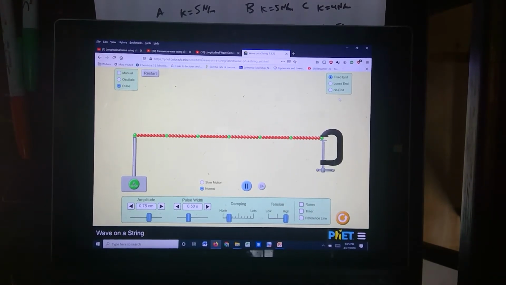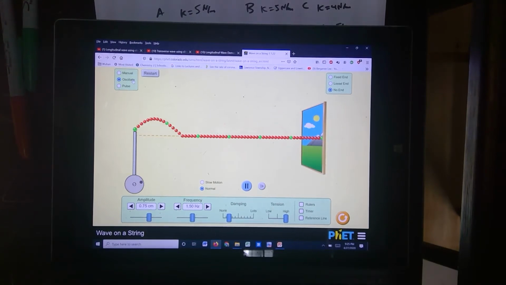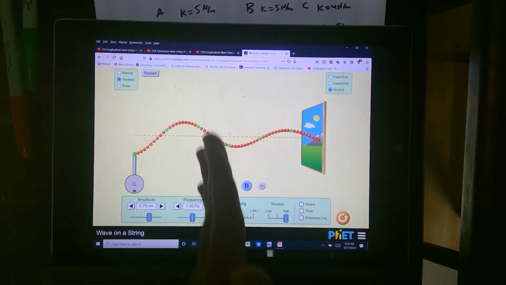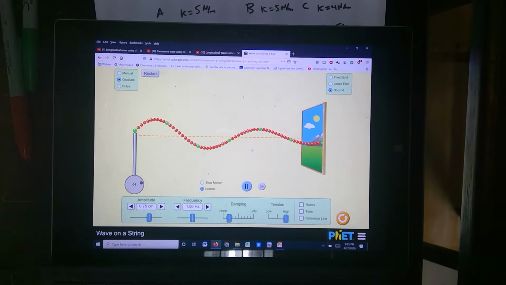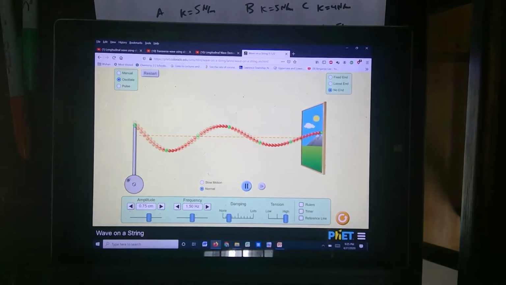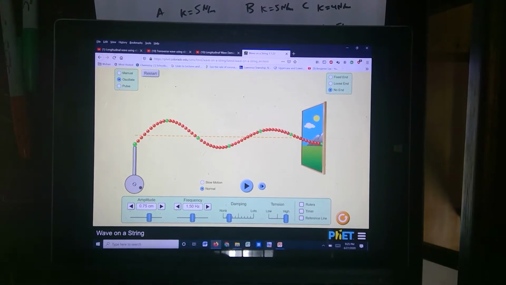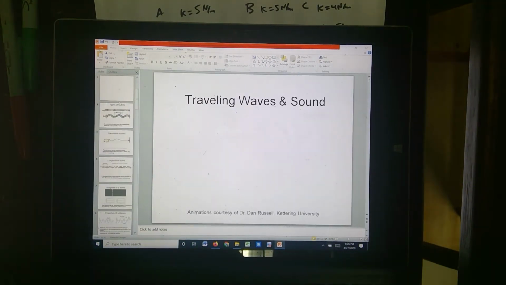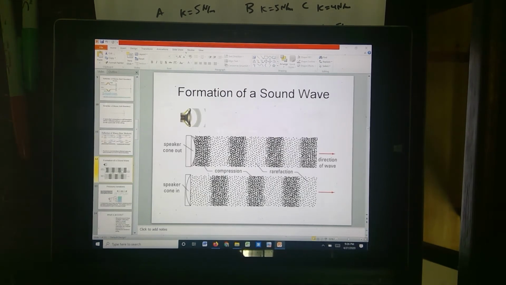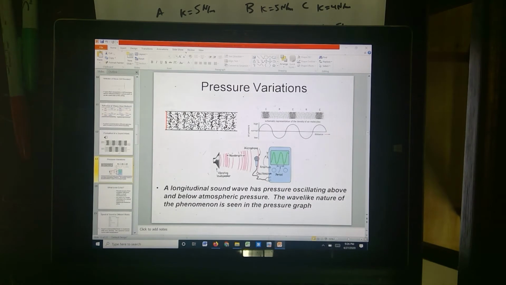When you do a continuous pulse, it looks like this, and you see that this is very sinusoidal in nature. But look at the medium again. Just look at a single particle. If you focus on a single particle, it always moves up and down. It cannot move right and left. The only thing that is moving to the right now is the wave. So you've got to be able to distinguish the wave motion from the motion of your medium itself.